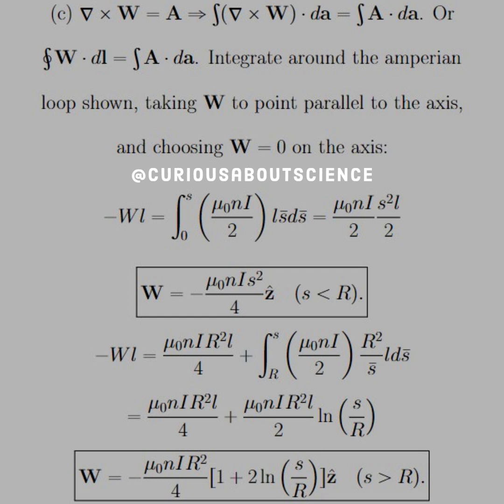For outside, we have another expression where we need to take into account what we just found and add in an additional part for the Amperian loop, which gives us this natural log. Again, once you simplify it through and do all the fun stuff there, we see that we have W equals negative mu naught N I R squared over 4 times 1 plus 2 ln S over R, in the Z hat direction for, again, S greater than R, which is outside. A little bit messy, but a lot of fun to see come together.